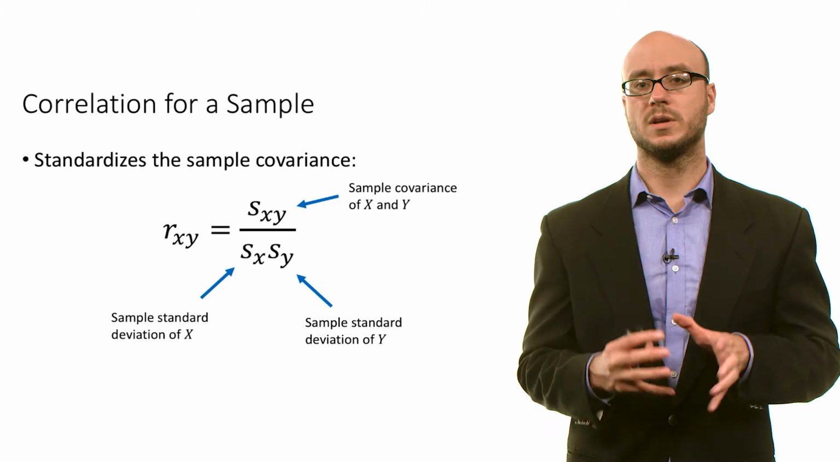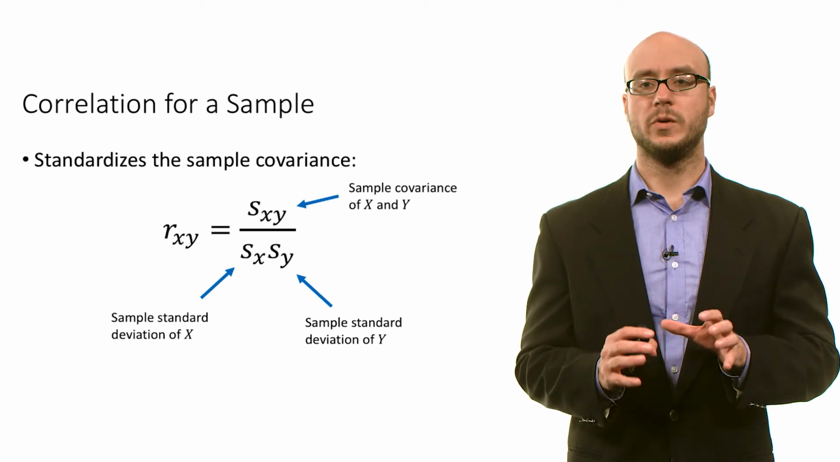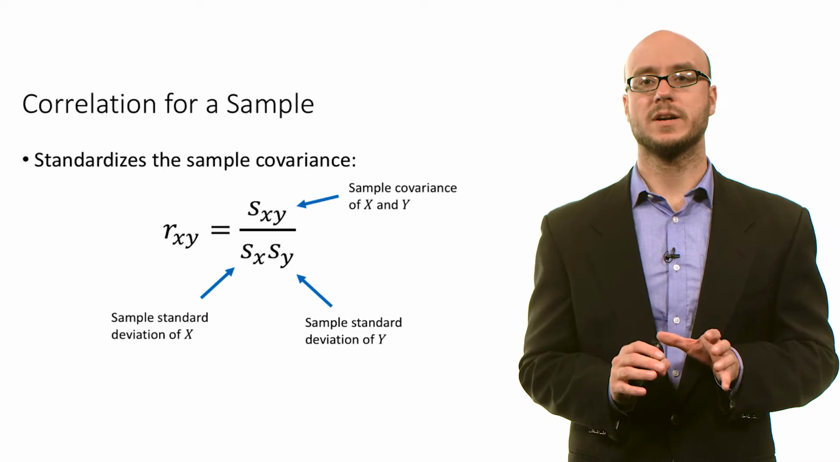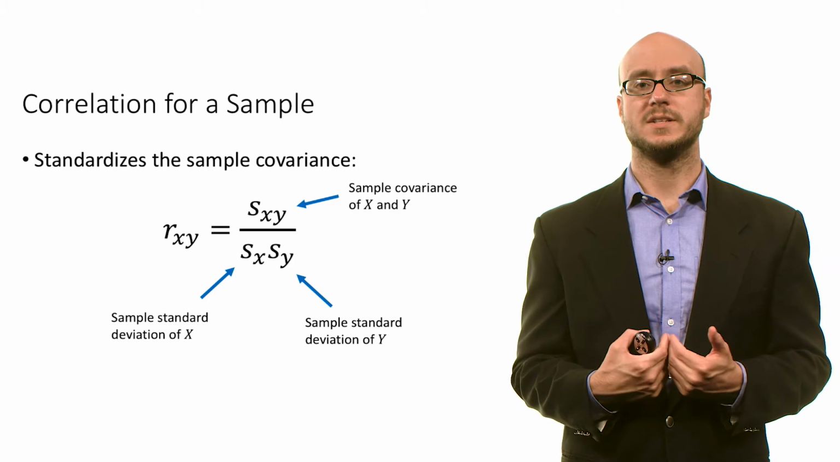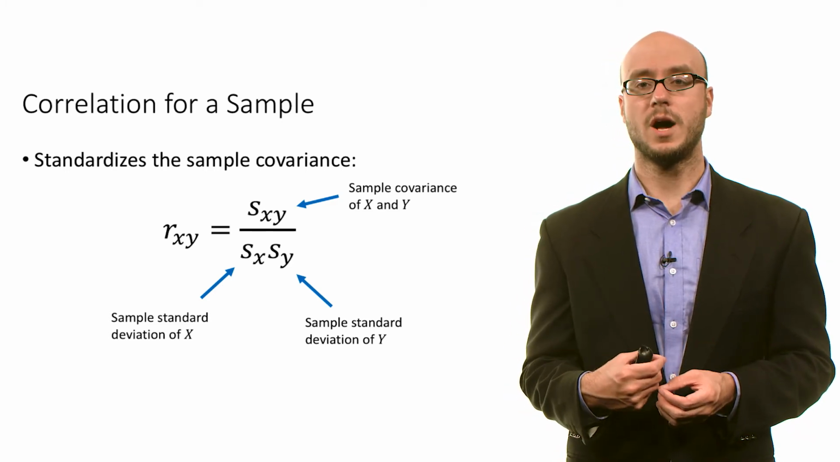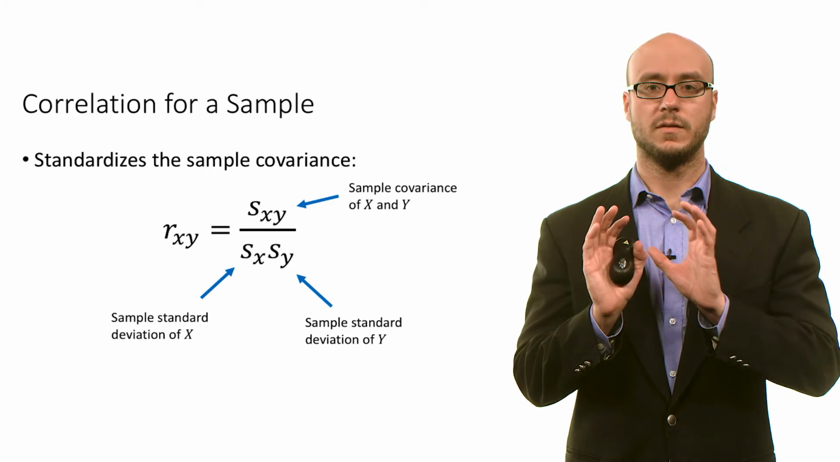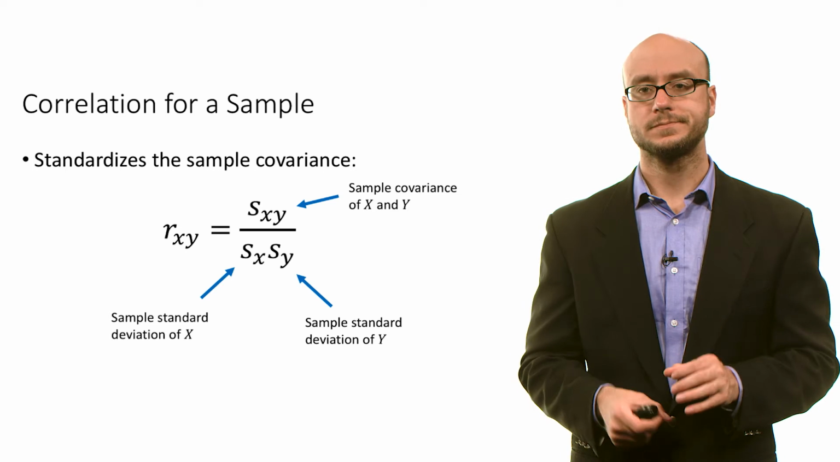So here's the formula for a correlation with a sample of data. All we're doing is we're standardizing the sample covariance. You take the sample covariance of X and Y, and you divide by the sample standard deviation of X times the sample standard deviation of Y. And then we get this value of the correlation, which we call r when we have a sample.